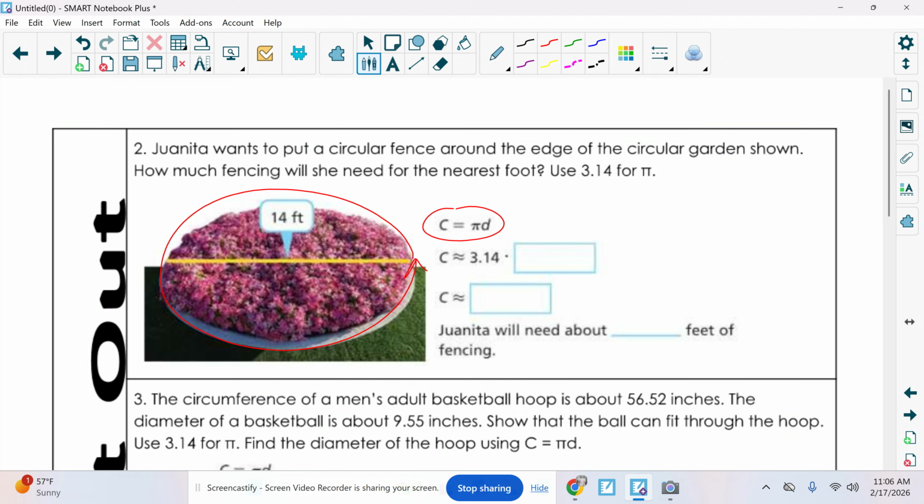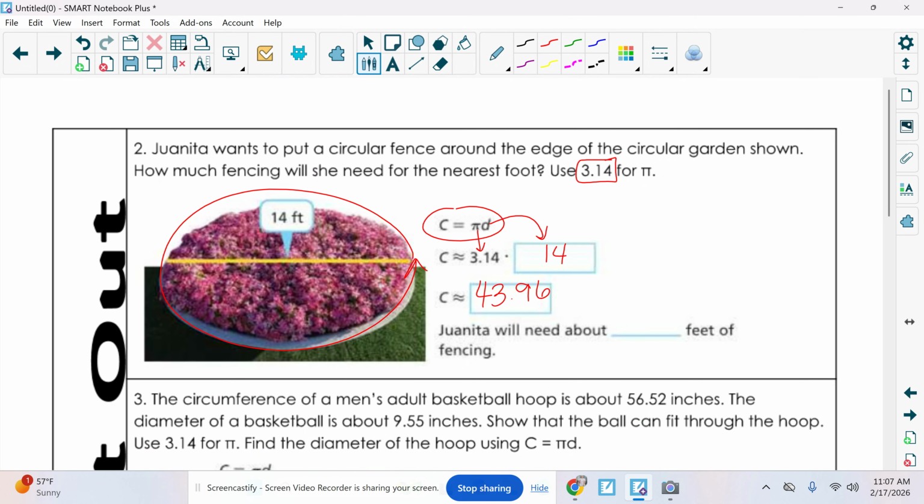It tells us to use 3.14 for pi. So you're going to substitute or replace pi with 3.14. You're going to replace your diameter. What's the diameter? 14. So you're going to pick up your handy dandy calculator and you're going to do 3.14 times 14. 43.96. Notice, does it have an equal sign or an approximate sign? It's got a wiggle to it.